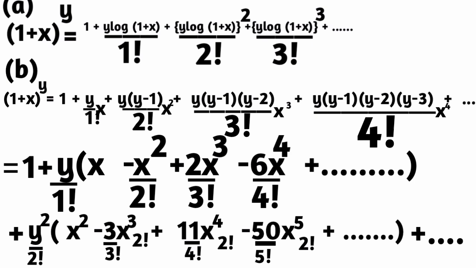Similarly, adding the coefficients of y^2/2!, we can write this as x^2 - 3x^3 times 2!/3! + 11x^4 times 2!/4! - 50x^5 times 2!/5! and so on.